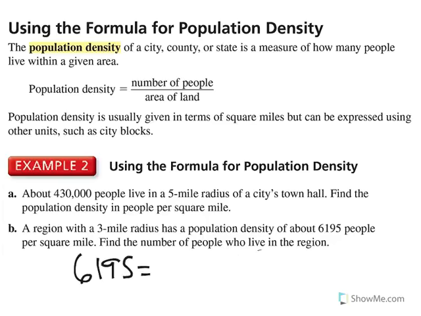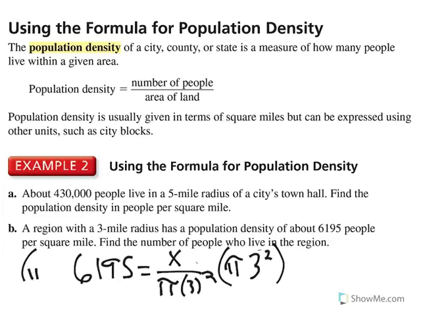We're trying to find the number of people, so I'm going to term that x. I'm going to put x on the top, and then the bottom is my area of land again. Again, we have a 3-mile radius, so to find the area, we would do pi r squared. So I'm going to do pi 3 squared, which is the same thing as 9 pi. Since it's being divided by that, I'm going to multiply by it to move it to the other side. So to get rid of that division, I'm going to multiply pi 3 squared on both sides of my equation to keep it balanced.